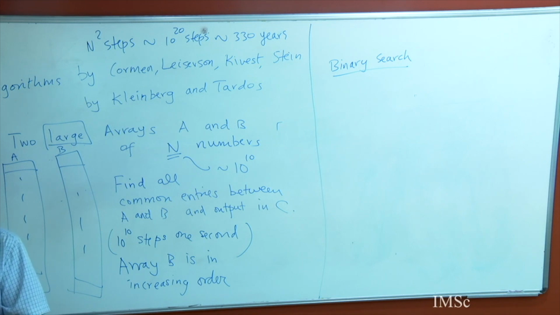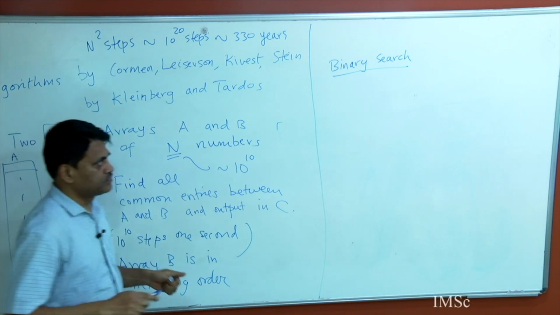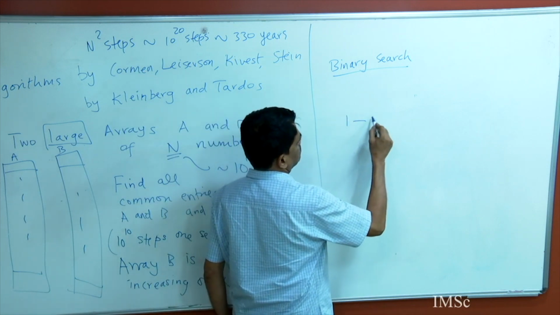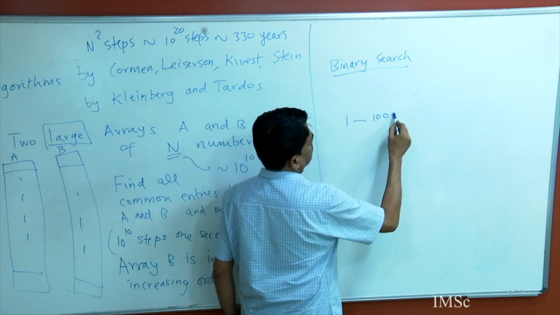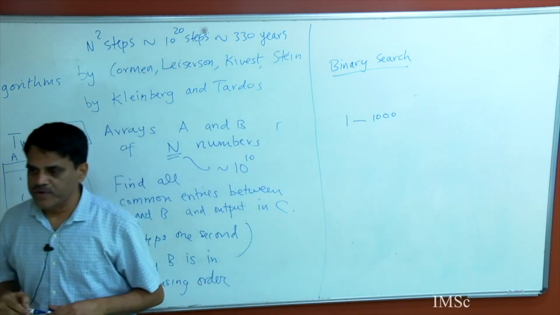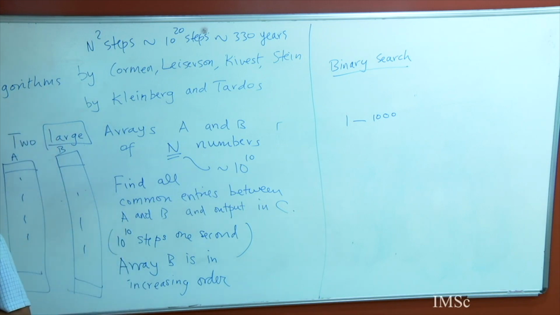Okay, so the simplest way to explain this is like, suppose I think of a number between 1 and 1,000. And your job is to ask me questions to find the number. And how many questions do you need? Okay. So, is the problem clear?